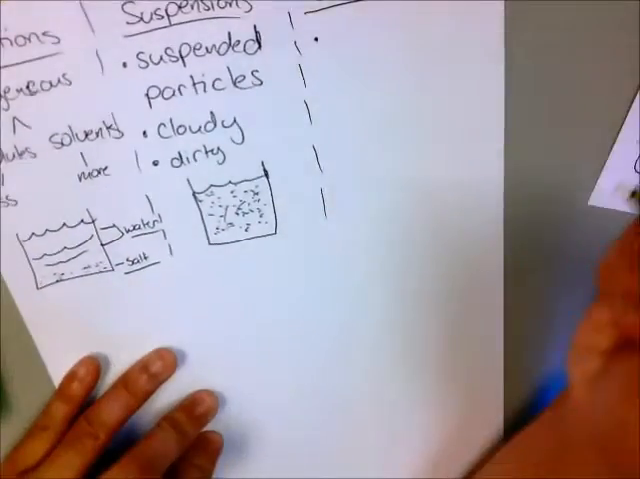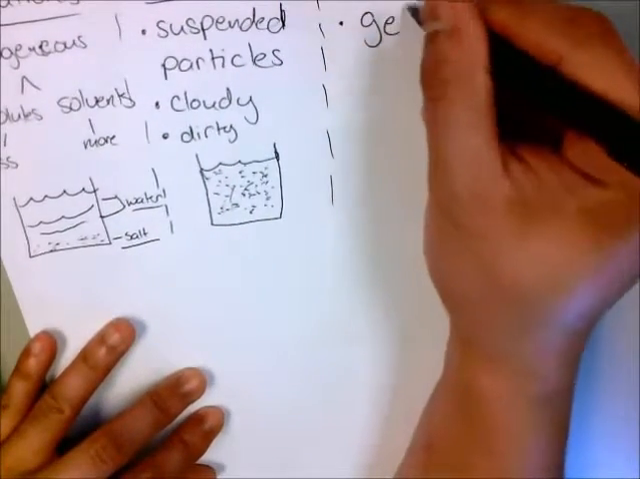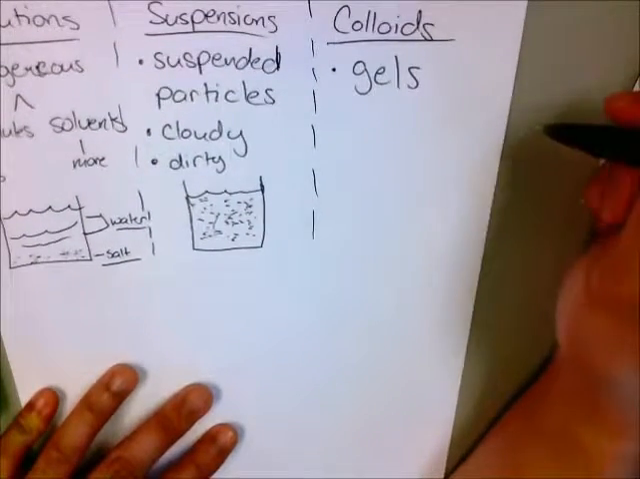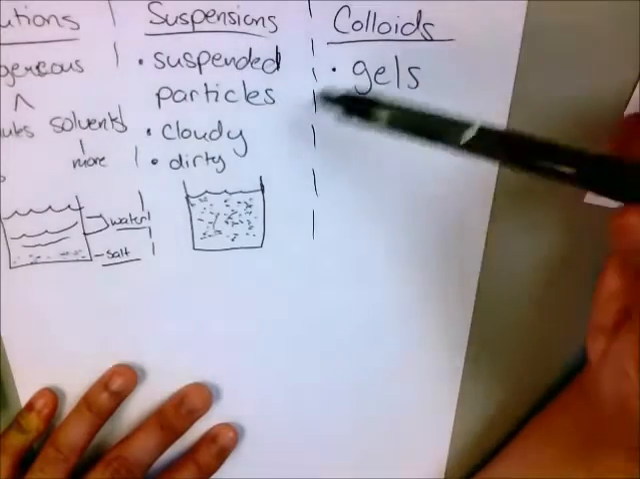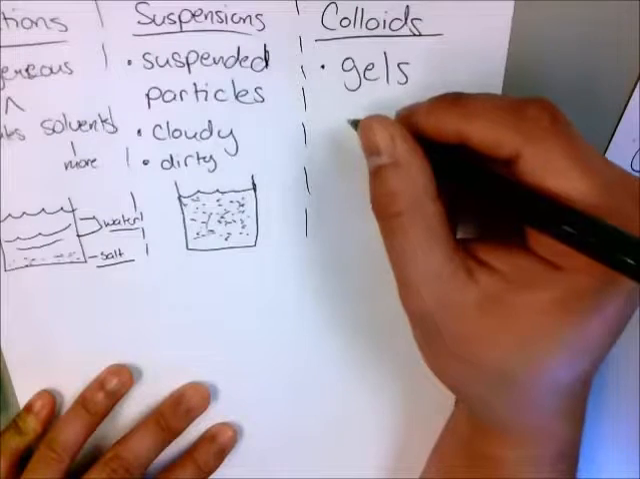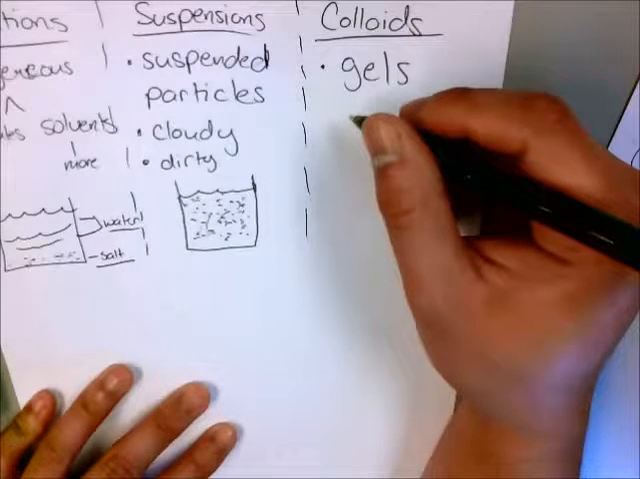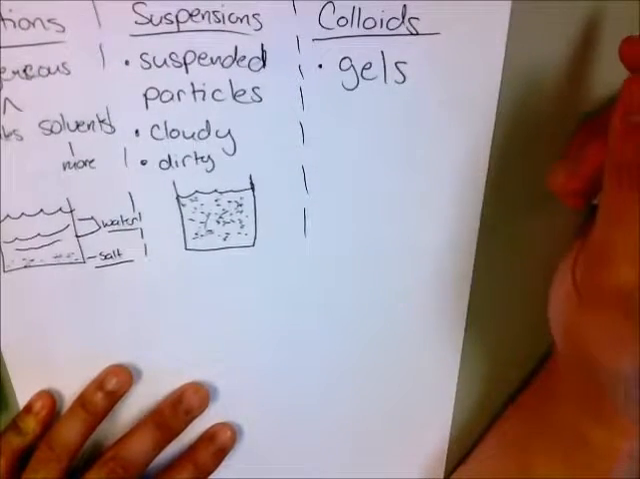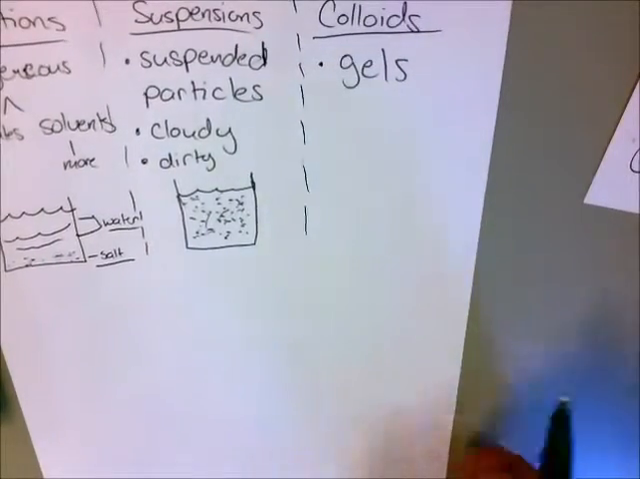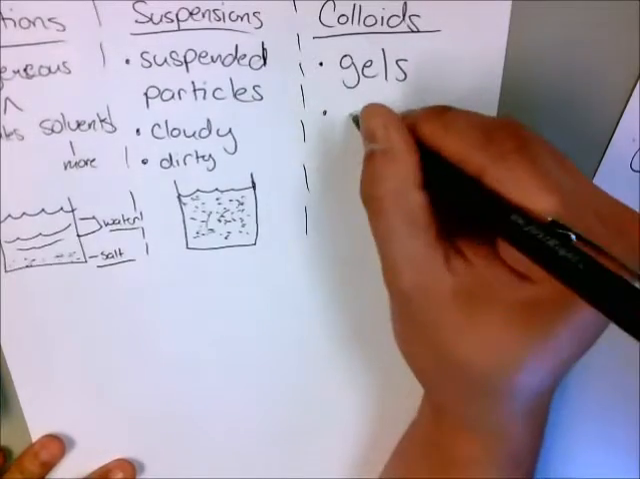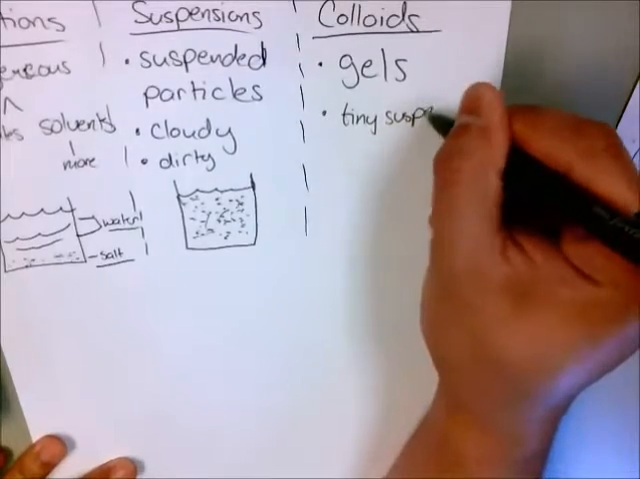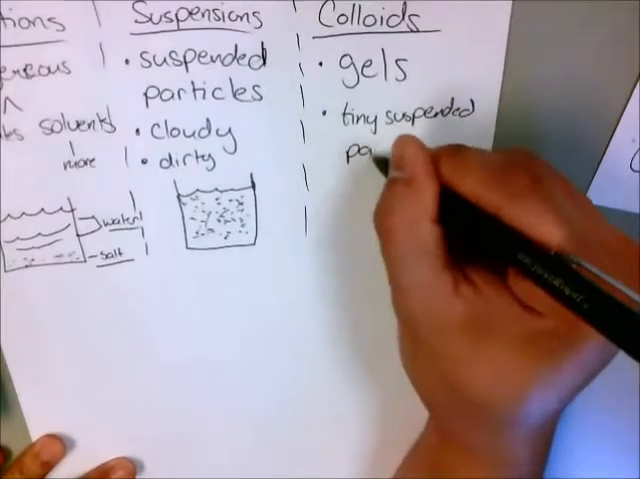Colloids are generally kind of like gels. So if you think of Jello, I think candle wax could probably be a colloid. Jello, other things that are jelly-like. I don't know why I can't think of jelly. Oh, fat. When you let fat congeal, these are colloids. And the idea of this is they also have suspended particles, but they have really tiny suspended particles. And those tiny suspended particles do not move.